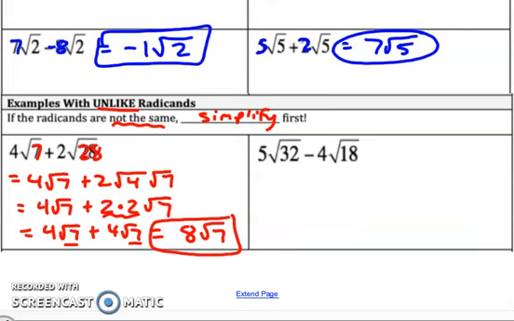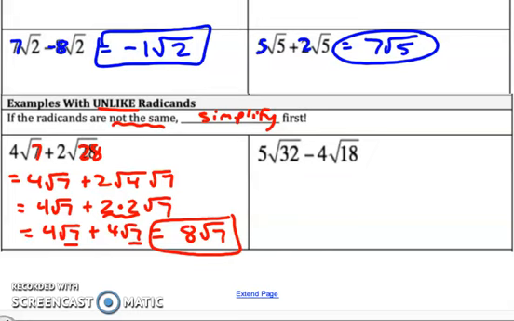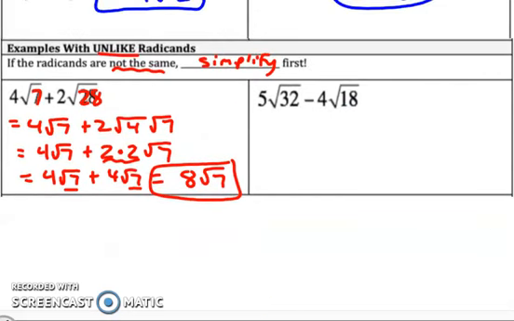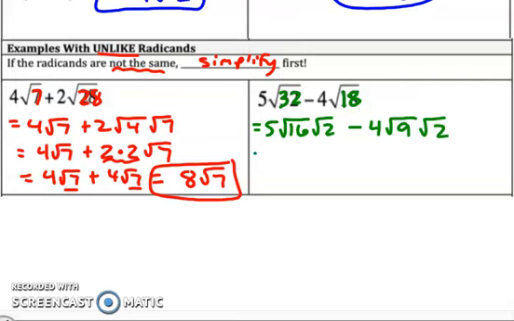So simplifying first allowed me to realize that the square roots underneath are the same, which means I can add them together. All right, last one, 32 and 18, they don't match, okay, but they both have factors that are perfect squares. So we have 5, we can write square root of 32 as square root of 16 times square root of 2. And then we have a 4, we can write 18 as square root of 9 times square root of 2. And then we can just evaluate those perfect squares.